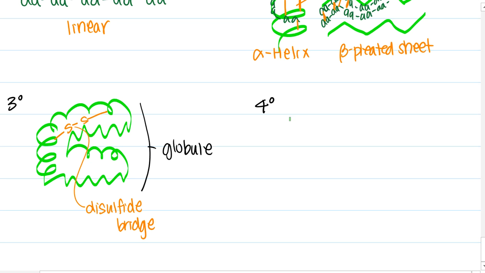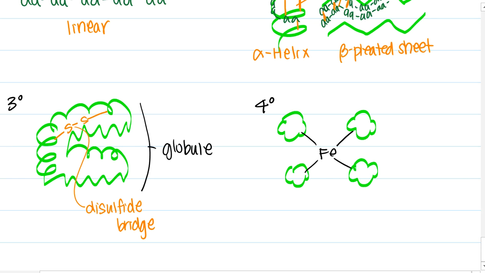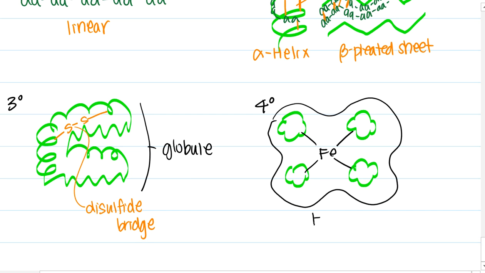Let's talk about quaternary structure. Quaternary structure is when you have 3 or 4 or more of these globules put together, held by, I don't know, sometimes an inorganic molecule such as iron. And in this scenario, I kind of created a hemoglobin molecule. If you guys remember, hemoglobin is a protein molecule that exists in your red blood cell that carries oxygen. So it's a cushion for oxygen.